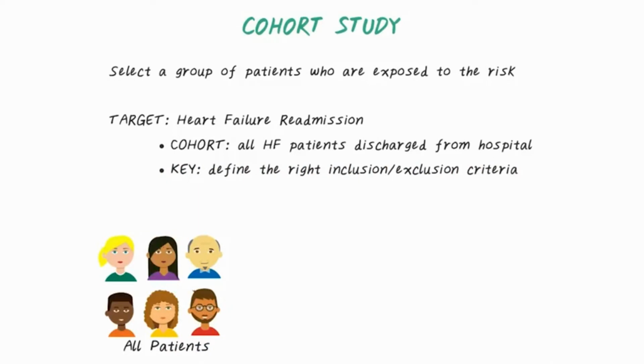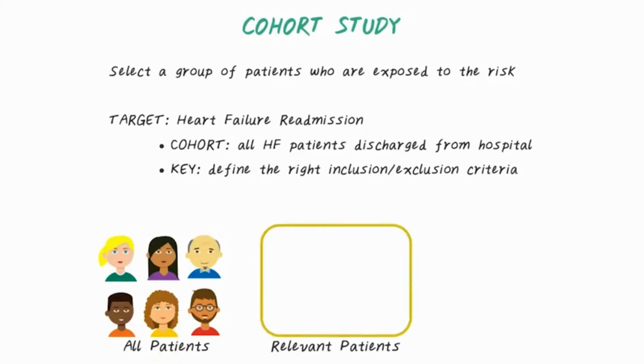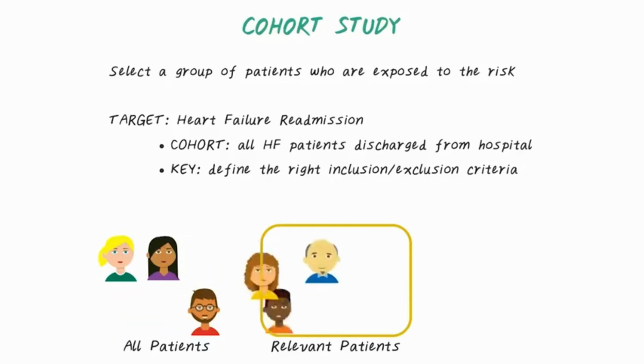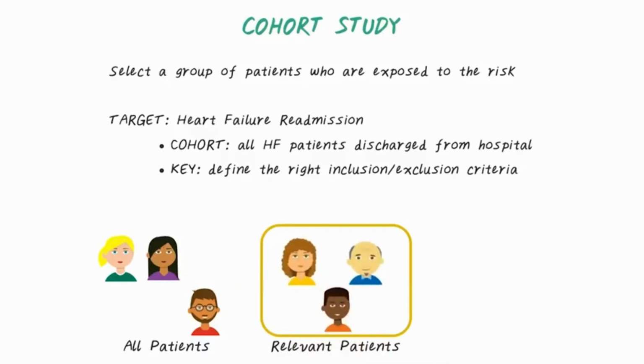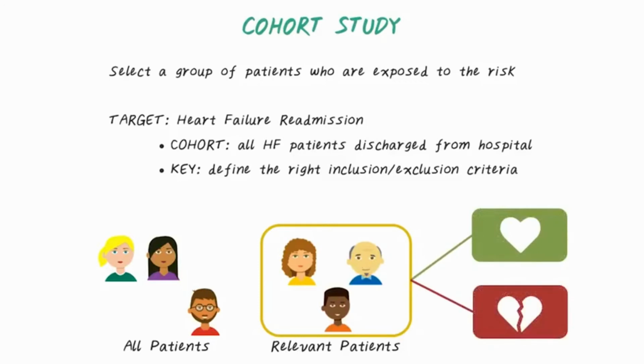The key in a cohort study is to define the right inclusion and exclusion criteria to figure out which patients to include. Here's a visual illustration. We start with all patients, then we try to identify the relevant patients for a particular risk. For example, these 3 patients are relevant for this risk, such as heart failure readmission. Then we want to build a model to predict the target risk. In this case, the cohort contains both positive and negative examples, for example, patients with heart failure readmission and patients without heart failure readmission. All these relevant patients are the cohort in this study.